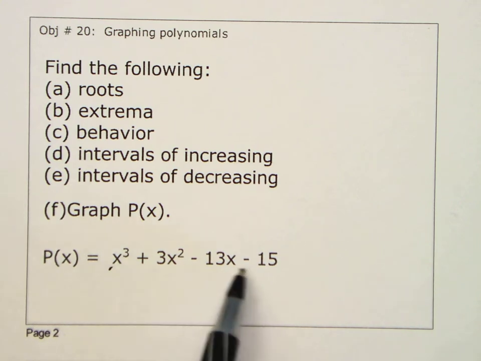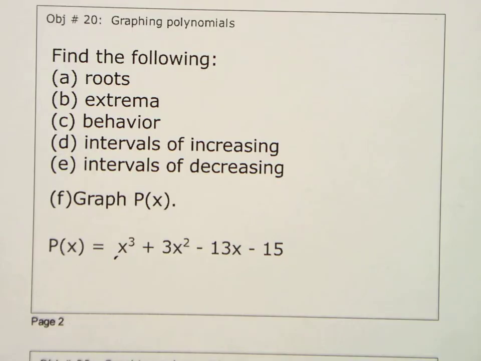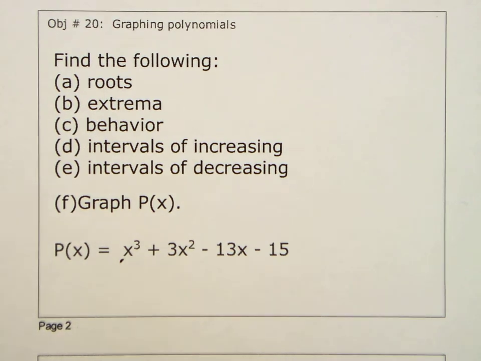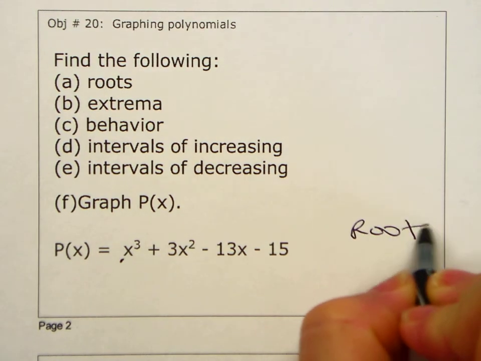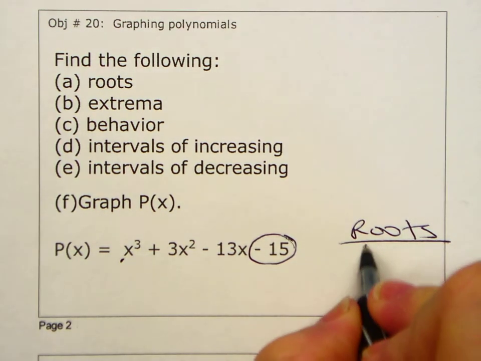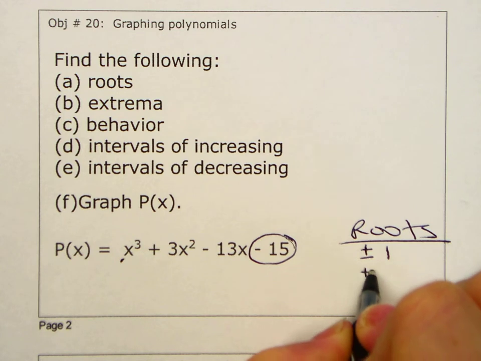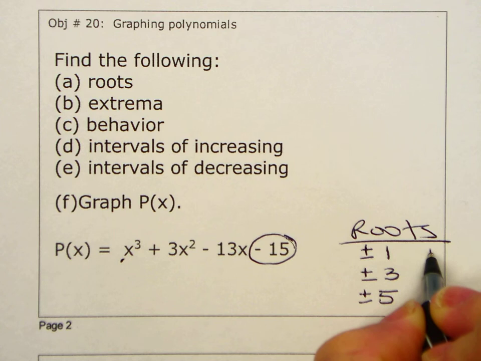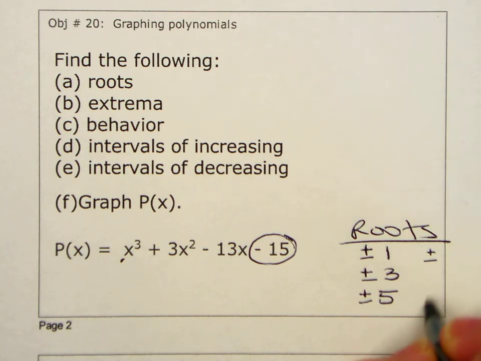Again, first thing you do, see if you can factor it. Again, I'm having you practice things that cannot be factored. So x cubed plus 3x squared minus 13x minus 15. What's the first thing you do if you can't factor? Write down, we need to find the roots. To find the roots, we need the possible roots. What are the possible roots for negative 15? Plus and minus 1, plus and minus 3, plus and minus 5, and plus and minus 15.